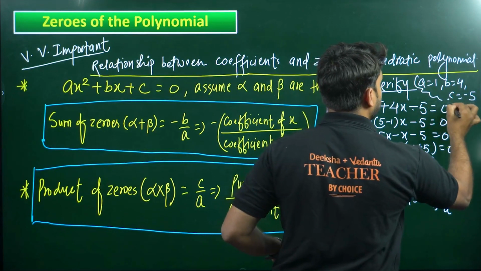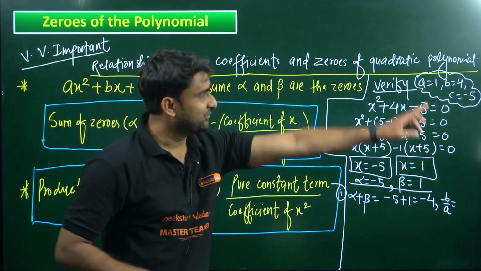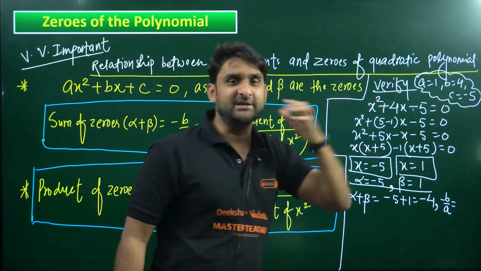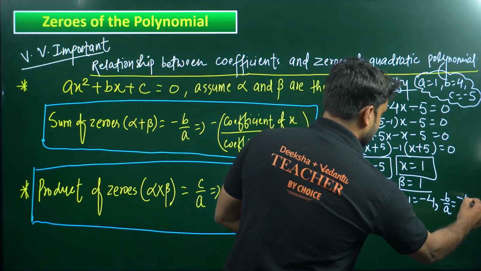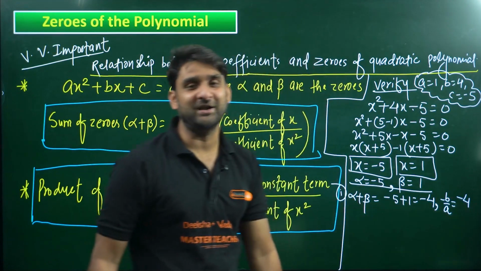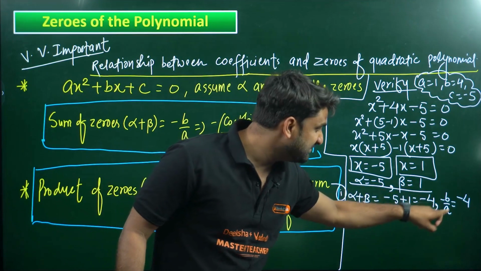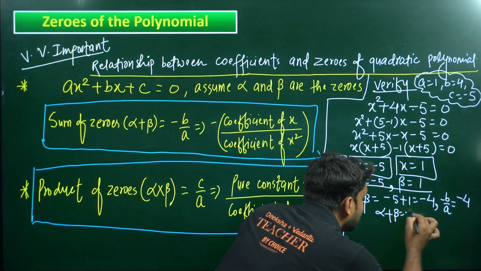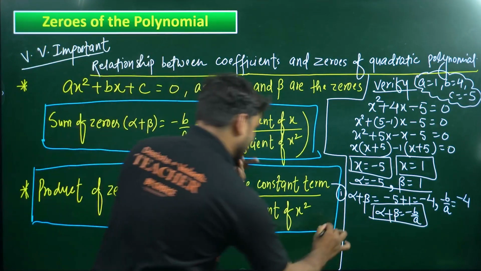Please make sure to write these things first. If you don't know a, b, c, you cannot use this formula. So the clarity of a, b, c should be there: a is 1, b is 4, and c is minus 5. Now if we put in minus b, b is 4, so this will be minus 4, and a is 1. We don't need to write the 1 in the denominator. So alpha plus beta is minus 4, and minus b by a is minus 4. It proves that alpha plus beta is equal to minus b by a, which is the first formula. Is it clear, everyone?